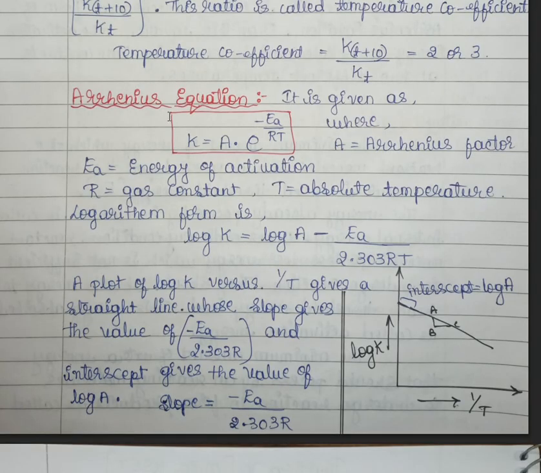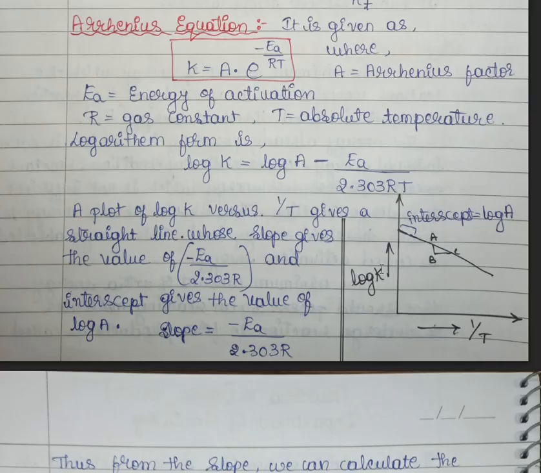Next, we will discuss the Arrhenius equation. We have the Arrhenius equation K is equal to A into e power minus Ea by RT, where A is the Arrhenius factor, Ea is the energy of activation, that is activation energy, R is the gas constant, and T is absolute temperature. For the above equation, we are taking log on both sides. Log K will be equal to log A plus log of e to the power minus Ea by RT, but log to the base e of e to the power anything will give you that quantity. Hence, log K equals log A minus Ea by 2.303 RT, because we are taking 10 as the base.